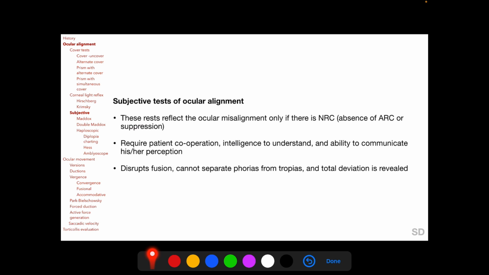Subjective tests require patient cooperation, intelligence to understand the test, and ability to communicate his or her subjective perception. Subjective tests disrupt fusion and so cannot separate fovea from tropias and only reveal the total deviation.